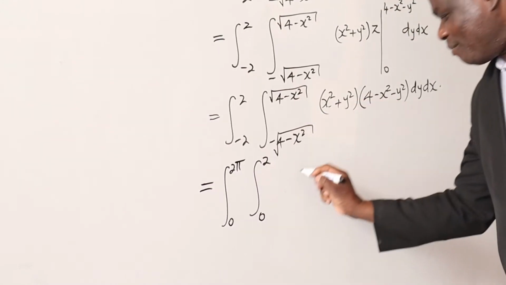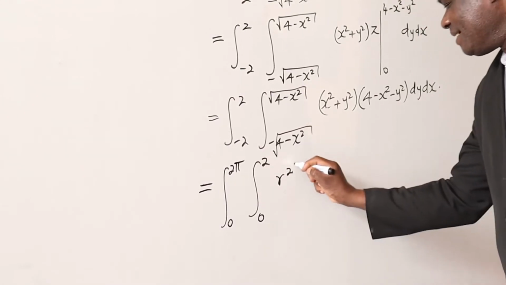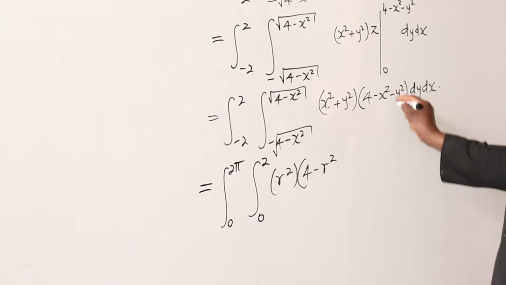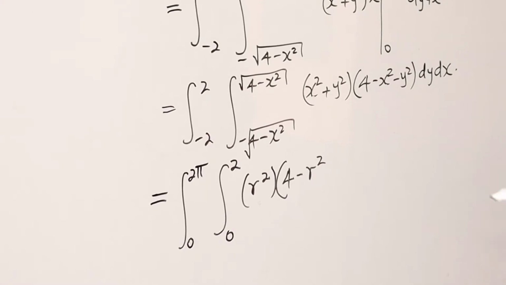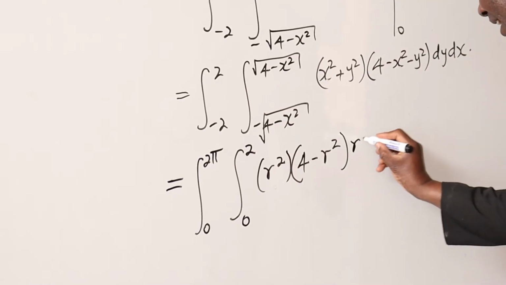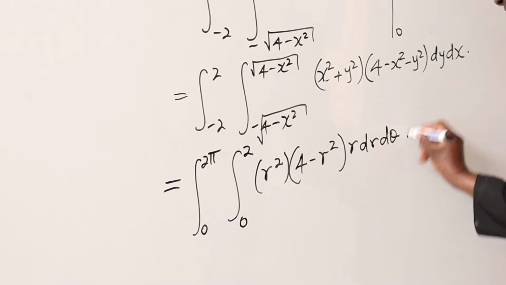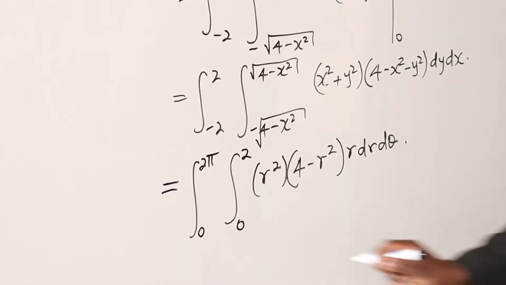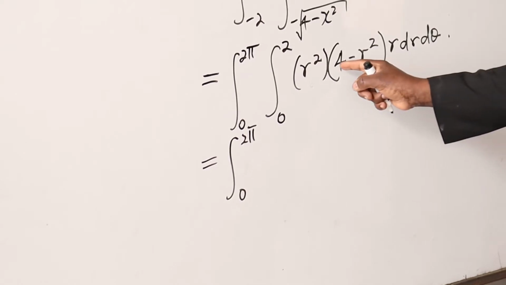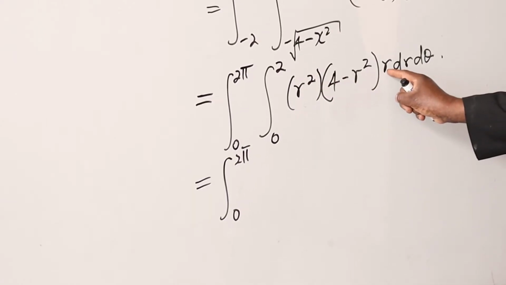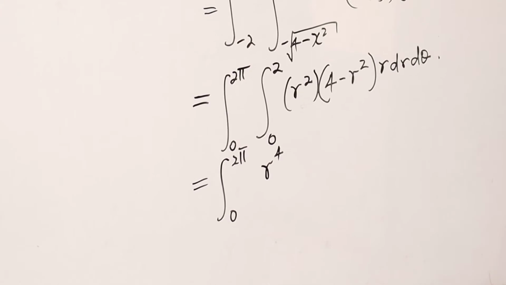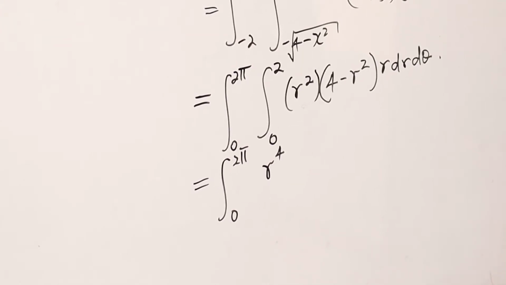X squared plus y squared in polar is just r squared. Now multiplying 4 minus r squared, because x squared plus y squared is r squared. dy dx will be r dr d theta. So when we evaluate this further, we get 0 to 2 pi. We are integrating 4 times r squared times r, which is 4r cubed, which gives us r power 4.